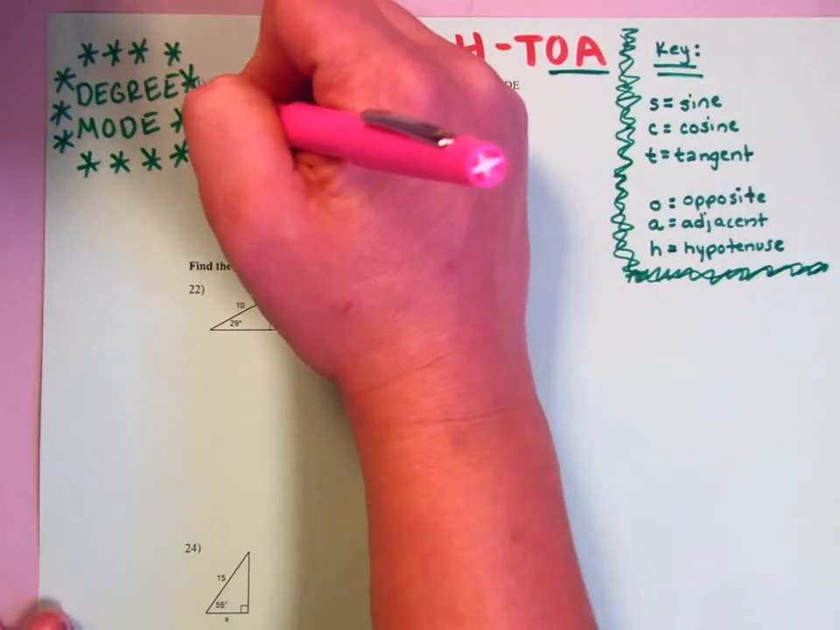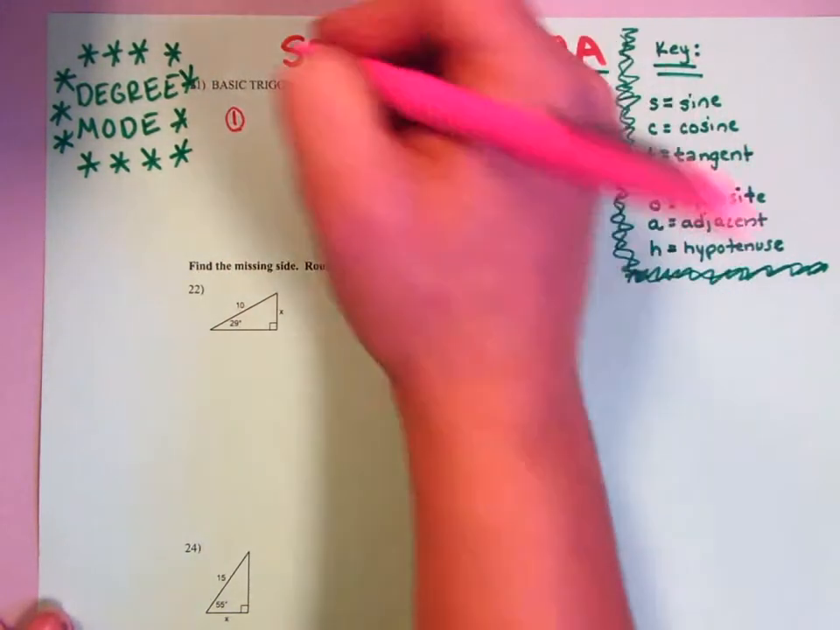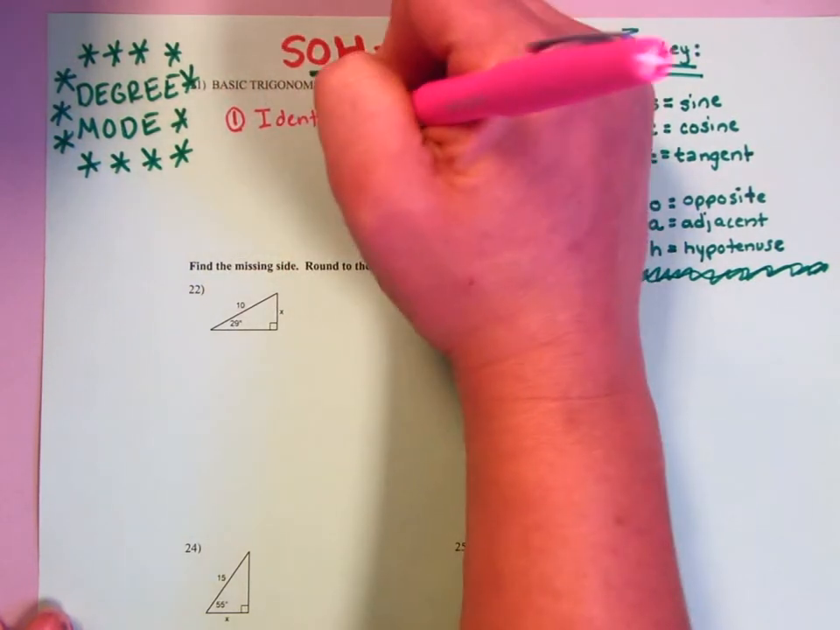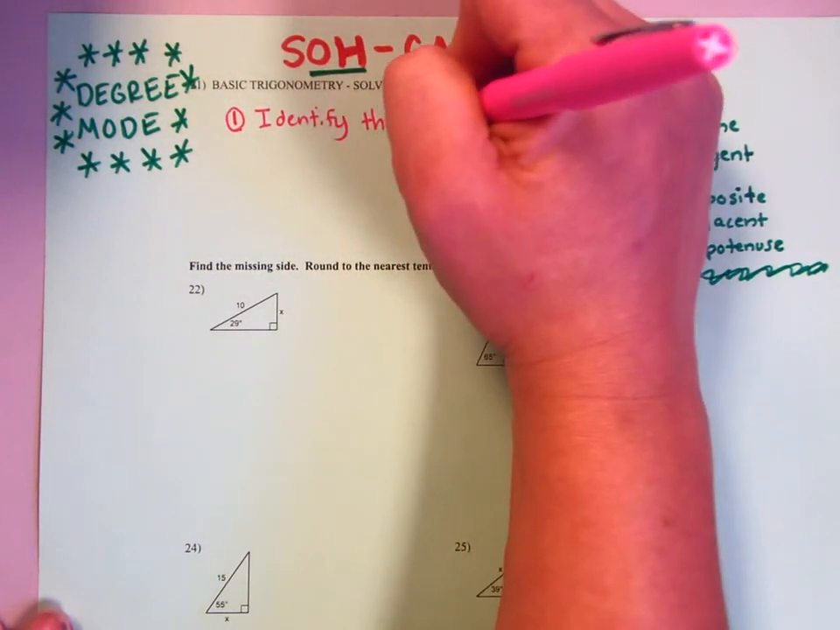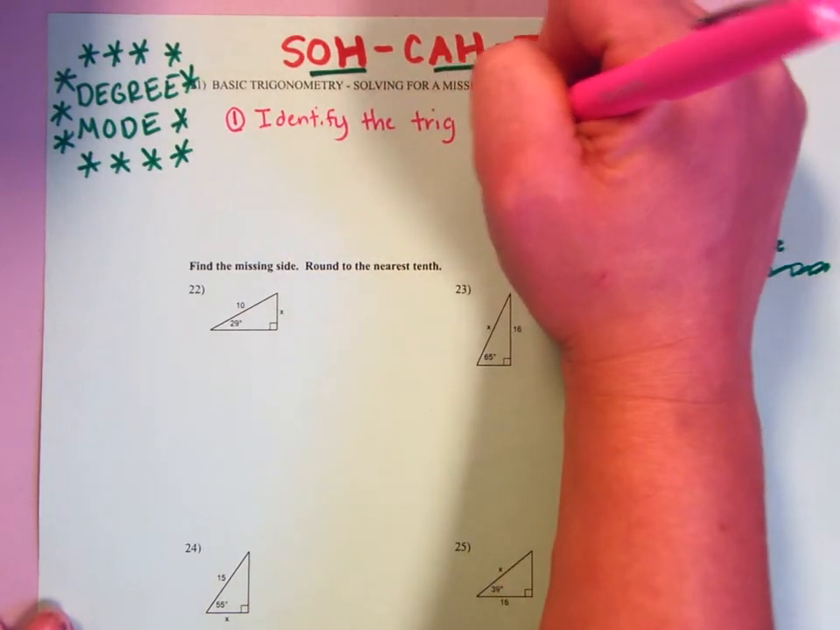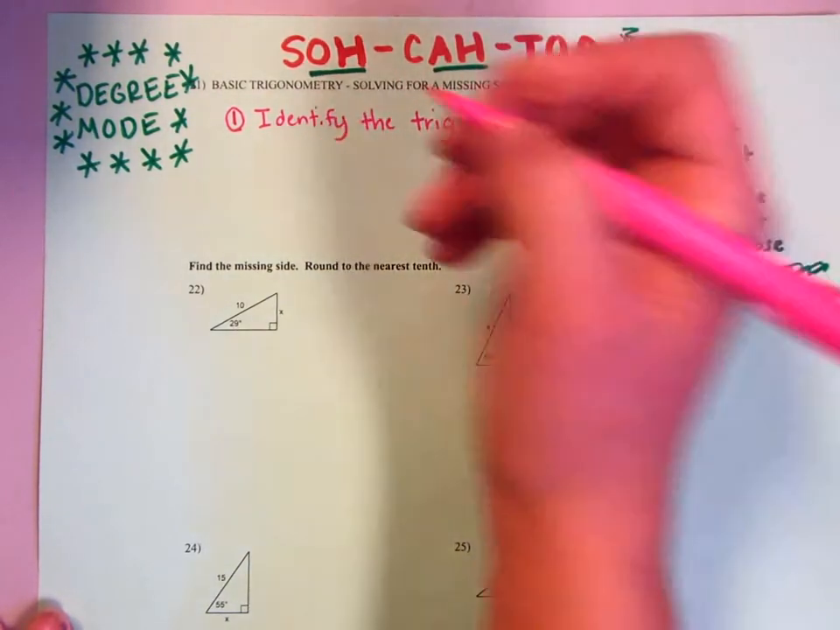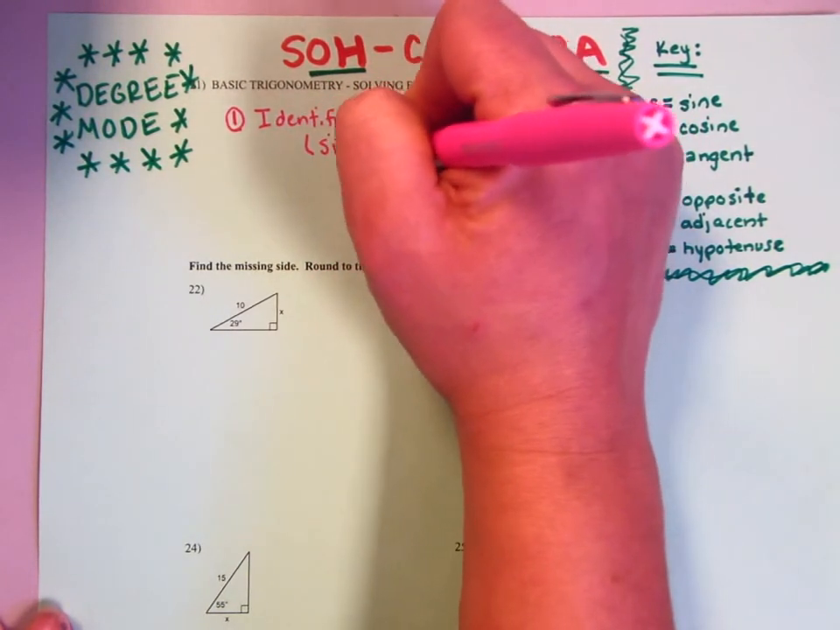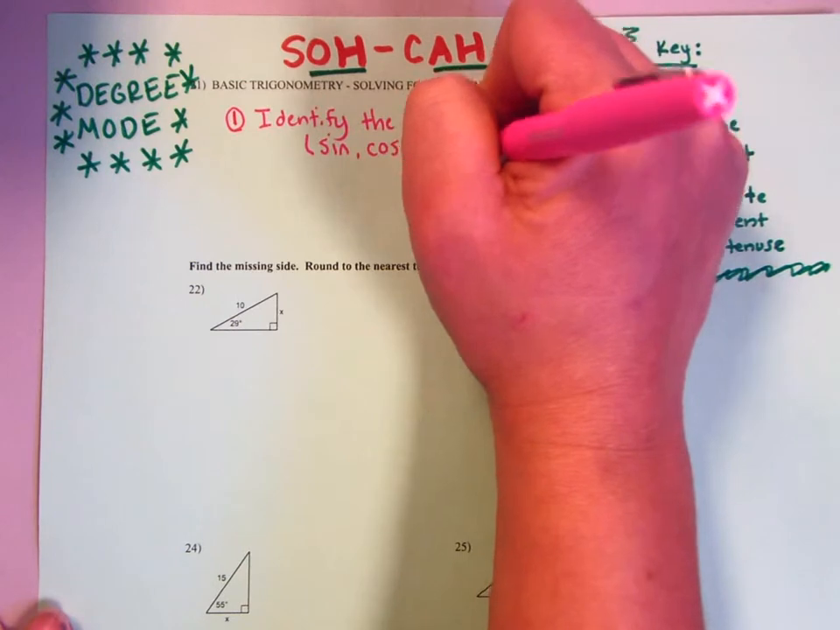Okay, our first step for these basic trig problems is to identify the trig function. Very good. And we have three basic trig functions. What are they? Sine, cosine, and tangent. Very good.